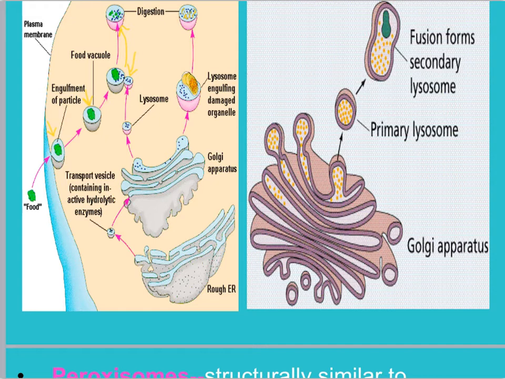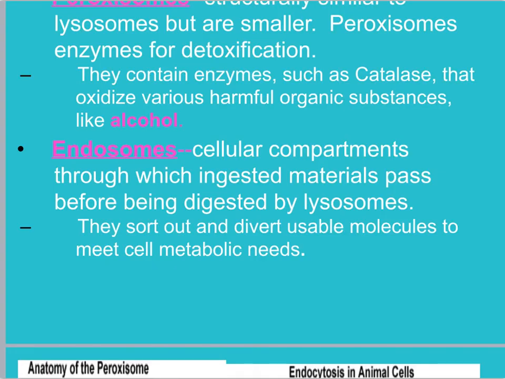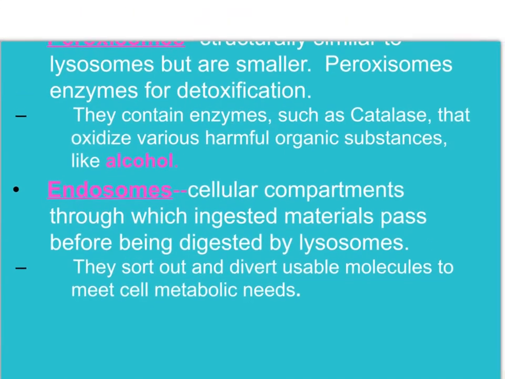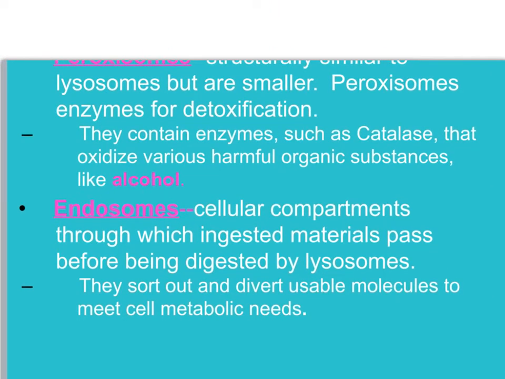Another way this could happen is the lysosome could digest an organelle that's not working well. So that looks like a mitochondrion, and then you're left with parts of the organelle that can then be reused, possibly by other parts of the cell. So again here, here's a lysosome, and it fuses with another part.